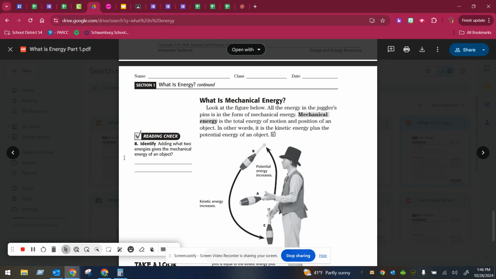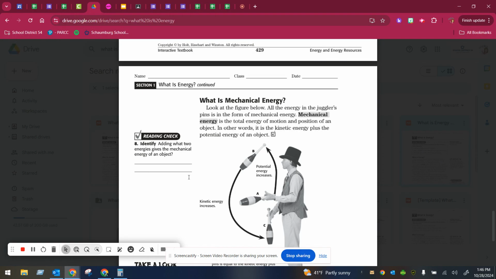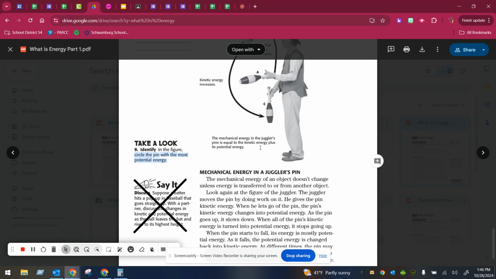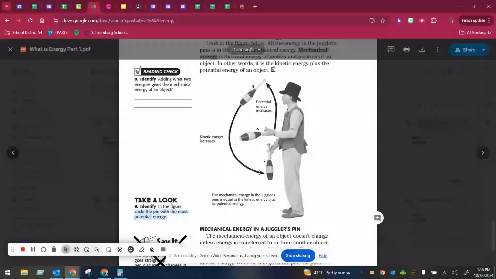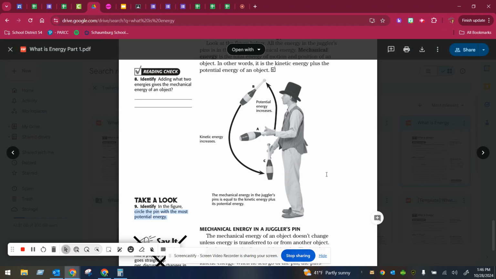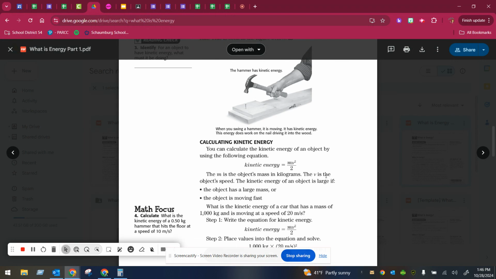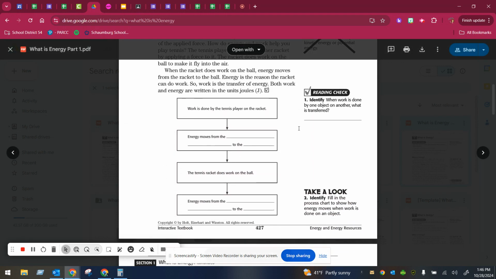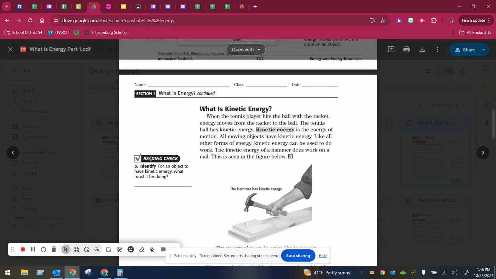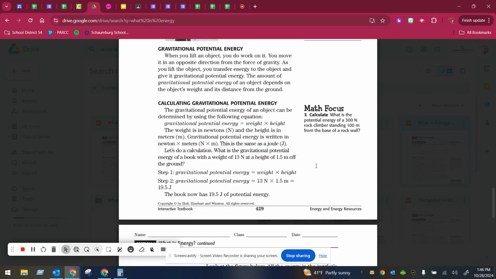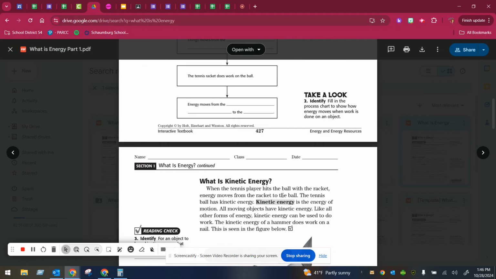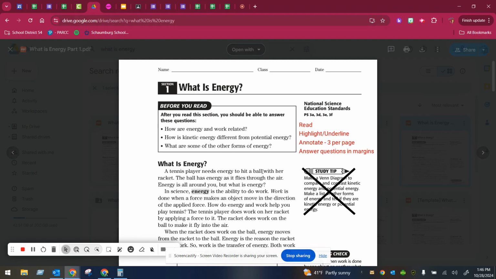Again, you have two questions here. It says, adding what to energy gives you the mechanical energy of an object? And question number 9, it says to circle the pin with the most potential energy. So you're going to circle A, B, or C. Do not forget to add your 3 annotations on this page. Once you are finished, you should have 12 total annotations plus questions 1, 2, 3, 4, 5, 6, 7, 8, and 9 all completed. Make sure you go through all of these things to have a complete reading packet.